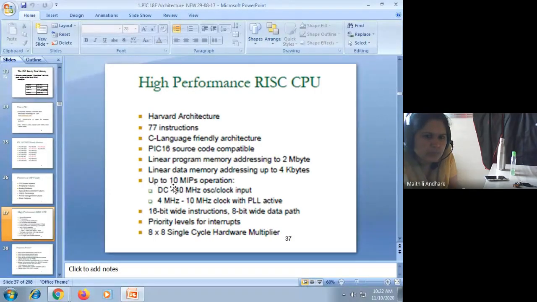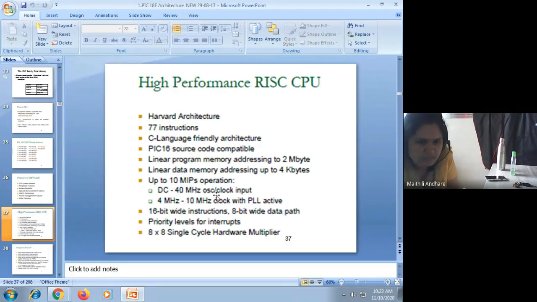Then up to 10 MIPS, million instructions per second, are given. How is it possible? Because of the clock frequency. The clock frequency ranges from DC to 40 megahertz. What is DC? Instead of writing 0, they have written DC. So 0 to 40 megahertz clock input is available, the oscillator clock frequency. According to that, you can select a particular frequency, as the range is given. By using the PLL, you can change from 4 megahertz to 10 megahertz.